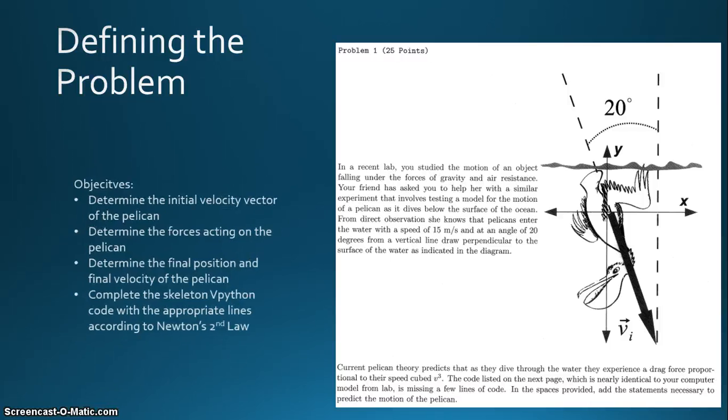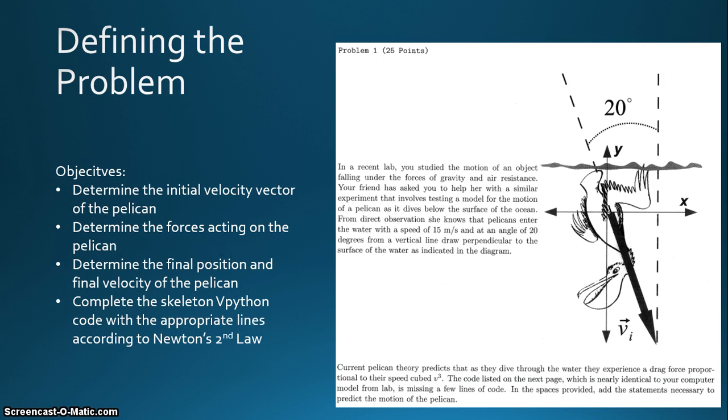The objectives of this problem are as follows. You first have to determine the initial velocity vector of the pelican. You have to determine the net force acting on the pelican, determine the final position and the final velocity of the pelican as it dives through the ocean's waters, and then also complete the skeleton VPython code with the appropriate lines according to Newton's second law.